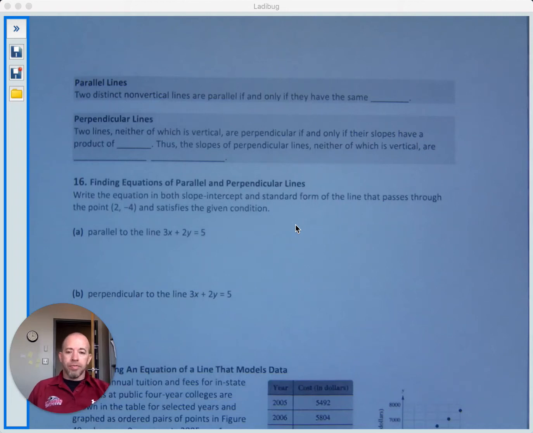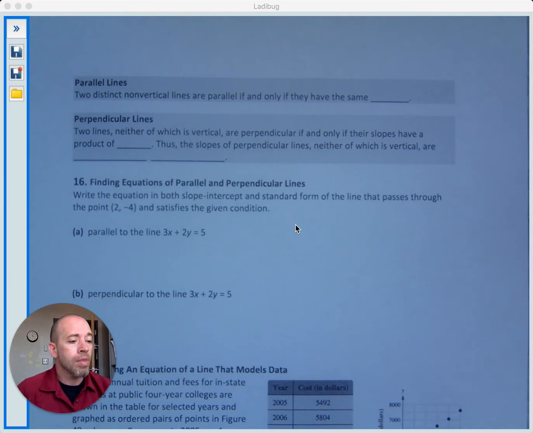Right, we're ready for page 4 of the 7-2 notes. We're going to continue finding equations of lines, and we're going to look at how to do that if we're given information about lines being parallel or perpendicular to another line.